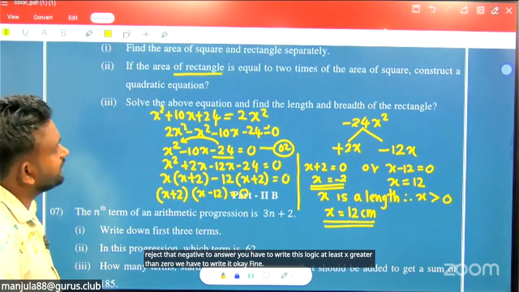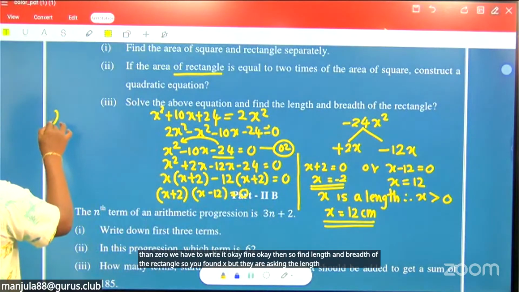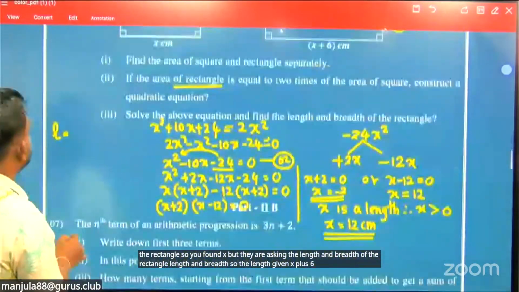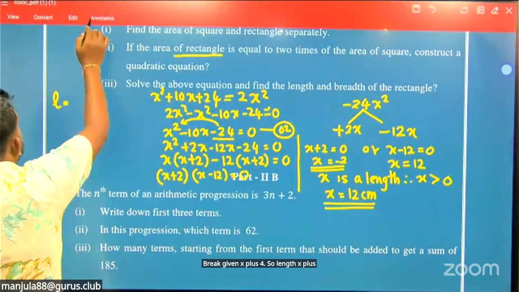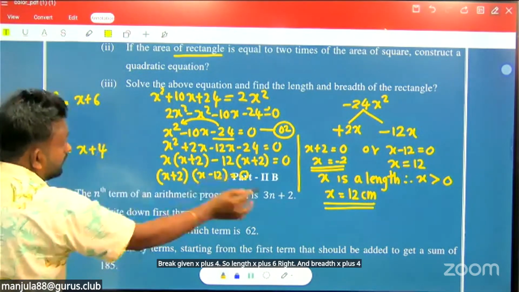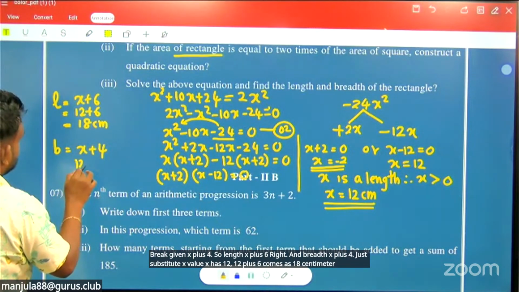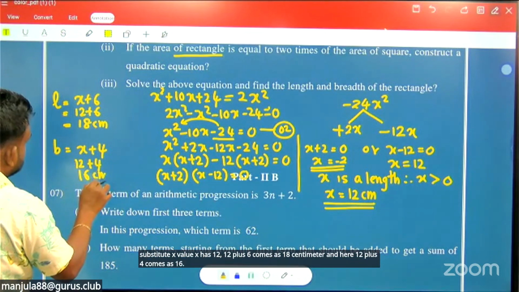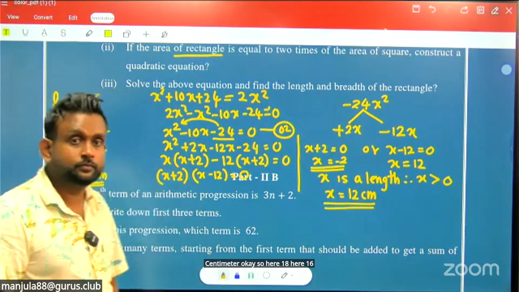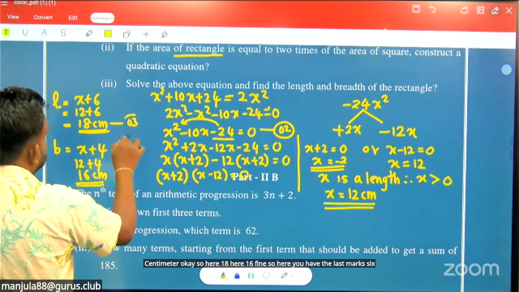Okay, then find the length and breadth of the rectangle. So you found x, but they ask for the length and breadth of the rectangle. The length is given as x plus 6, and the breadth is given as x plus 4. Just substitute the x value. x as 12, 12 plus 6 comes as 18 centimeter, and 12 plus 4 comes as 16 centimeter. Okay, so here 18, here 16. Fine. So here you have the last marks, 6 marks for this one.